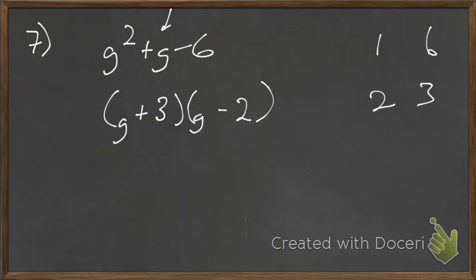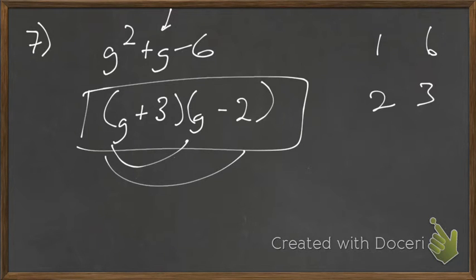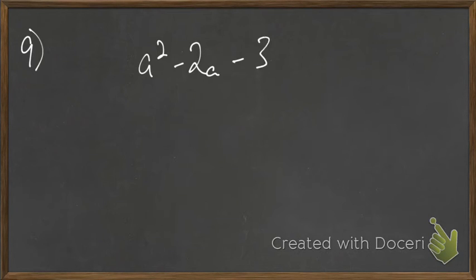Okay. Are you guys seeing how to get there? And then you can always check it, right? Here's G squared. Here's negative 2 and a positive 3G for a G. Here's a negative 6. Cool. All right, let's look at number 9. Who can tell me what they notice is different about number 9?